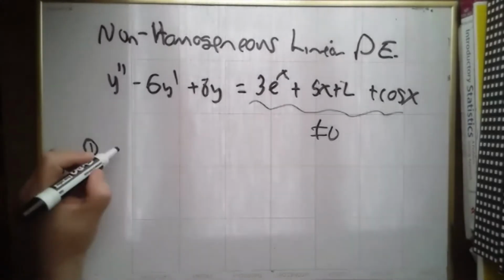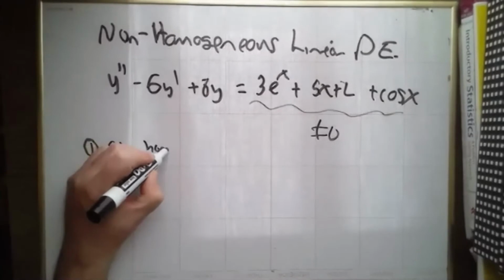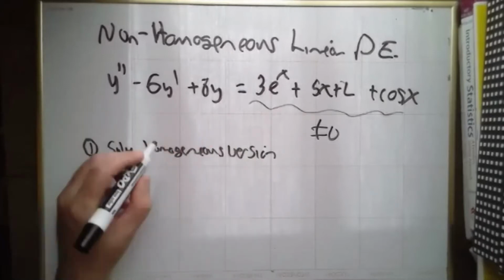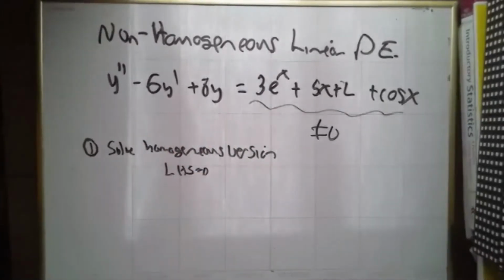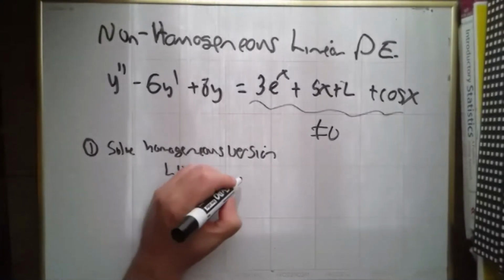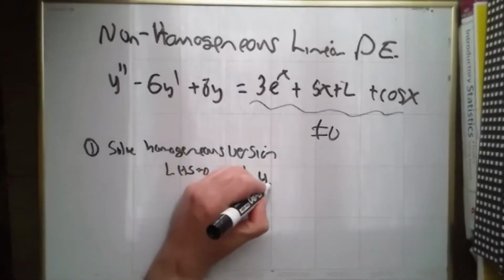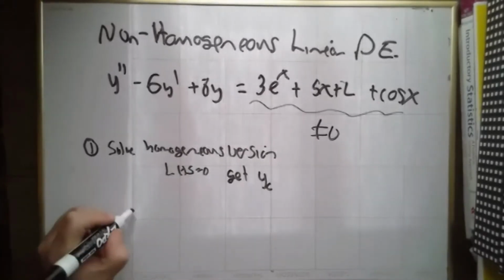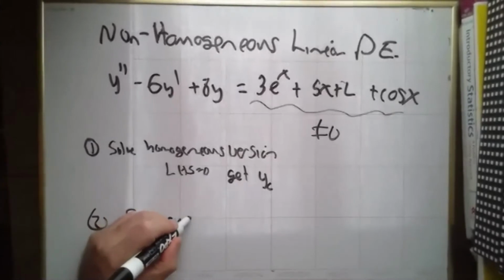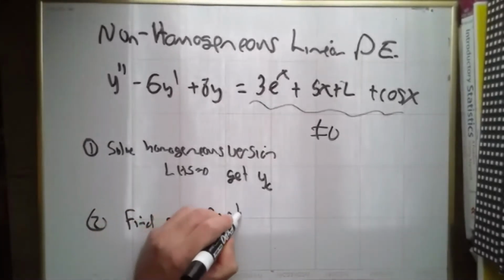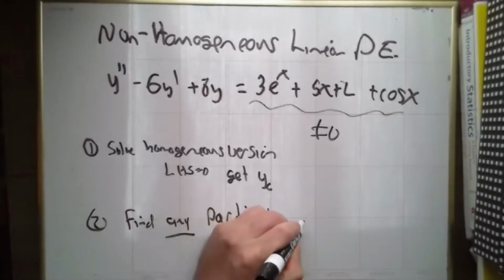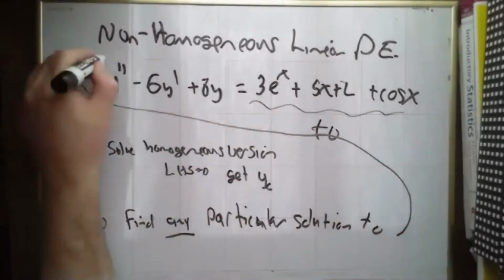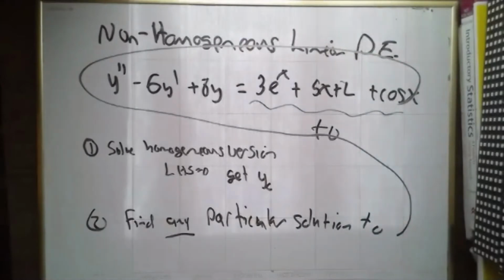Step 1, solve the homogeneous version. So solve the left-hand side equal to 0 and get the complementary function, what's called yc, the solution to the homogeneous version. Then step 2, find any particular solution to the actual DE and tack it on to the end.